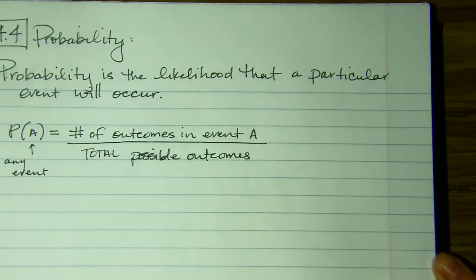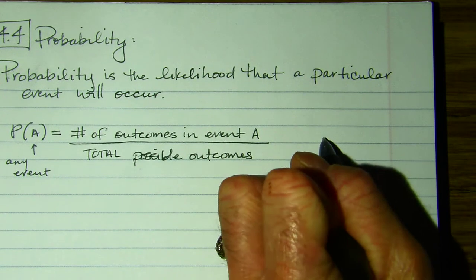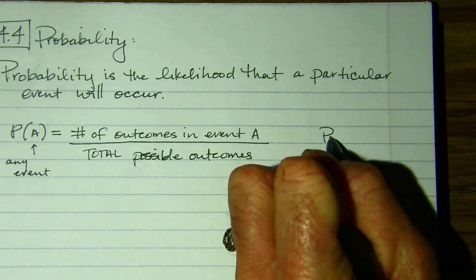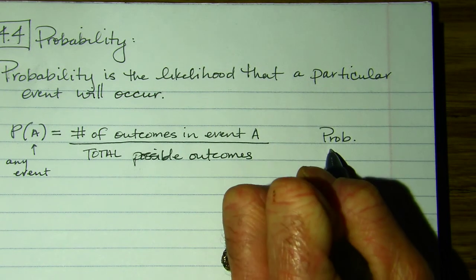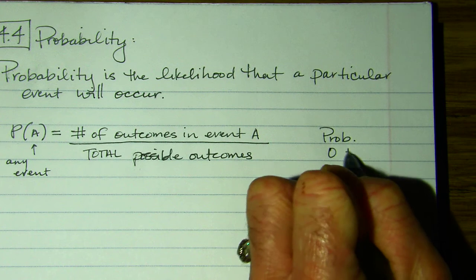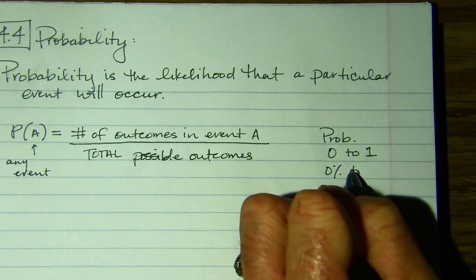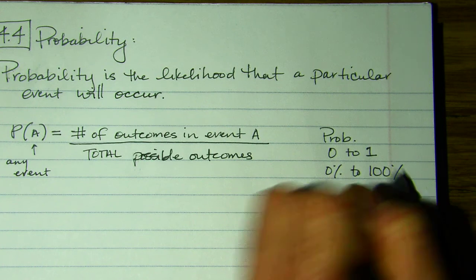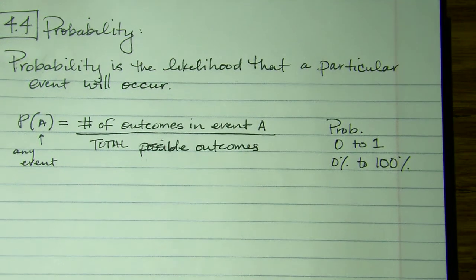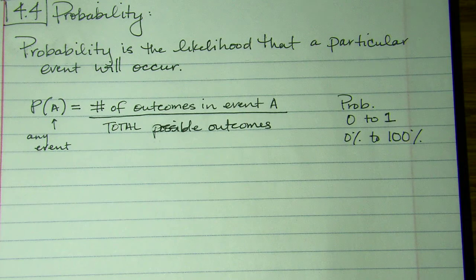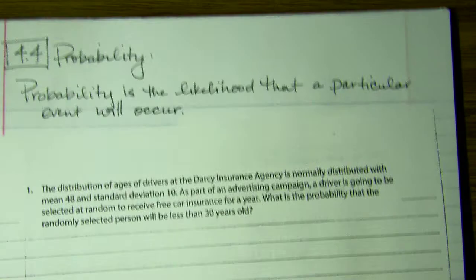Now, please note that probability answers are between the numbers 0 to 1, or if it was a percent, it'd be 0 to 100%. So we're either looking at decimals, fractions, or percents. Okay, so we're going to do several examples together, all different kinds of probability.